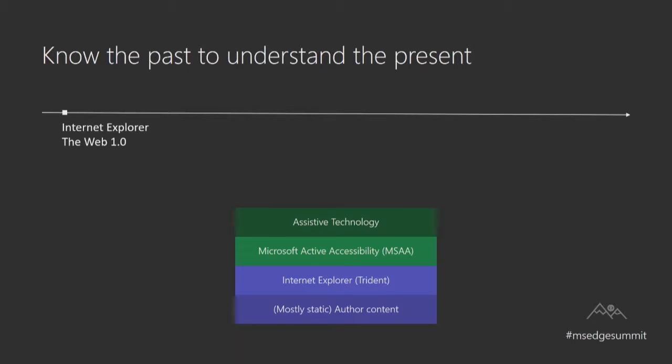So to start, we want to get back to the 90s, the Web 1.0, if you will. The author content was largely static. The standards are really in the early days. The author expressive palette is really limited. And back in the day, Internet Explorer with the Trident web platform supported Microsoft Active Accessibility APIs, which basically attached additional information to every DOM element in the DOM tree, which was great for the time, worked fine.